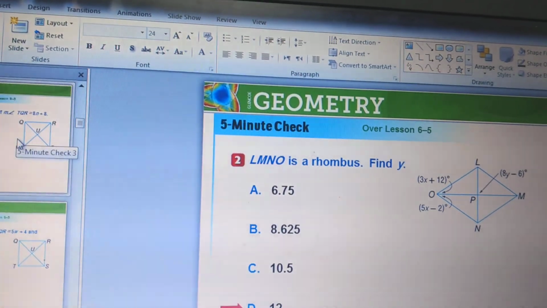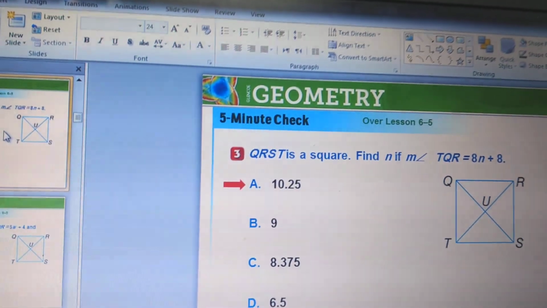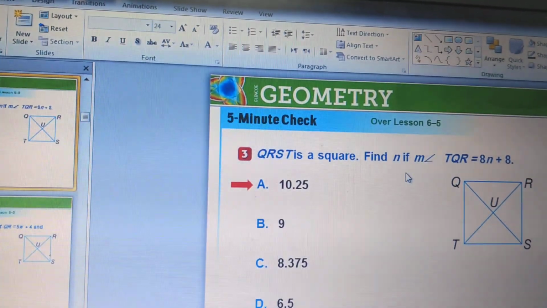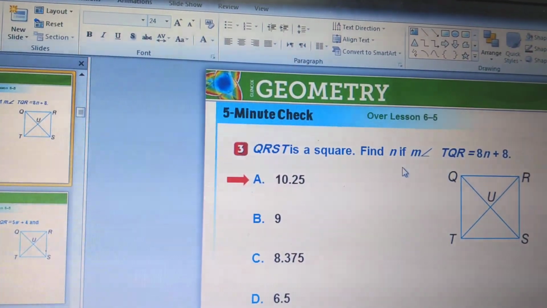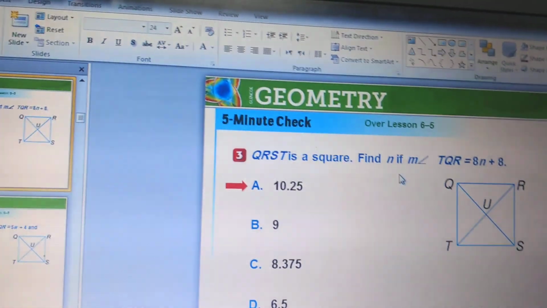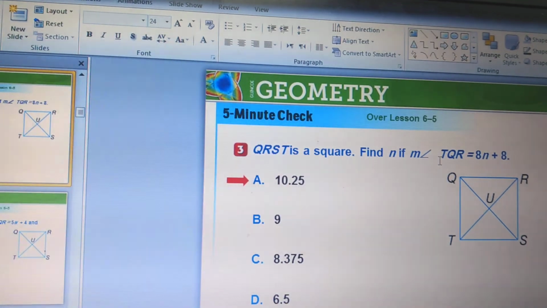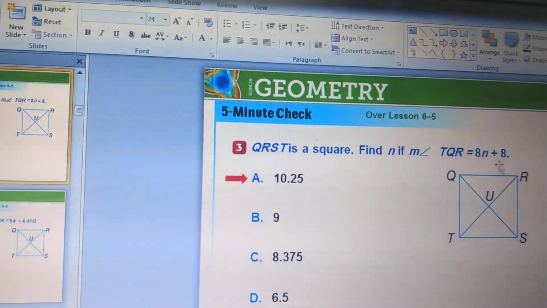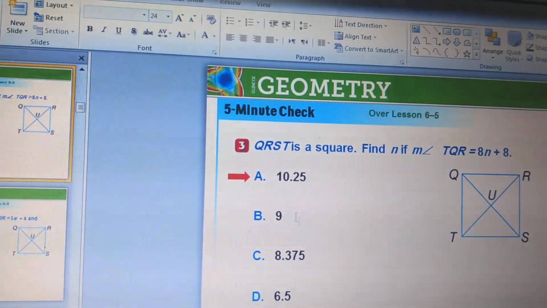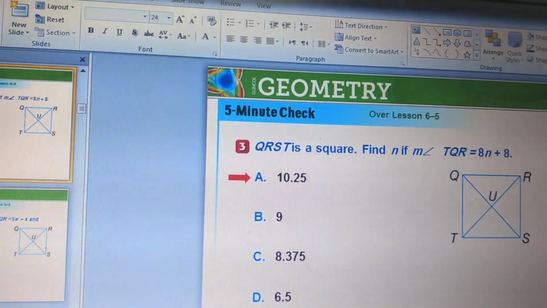Now we have an example about a square. QRST is a square. Find n if the measurement of angle TQR equals 8n plus 8. Of course, all the angles of a square are right angles. This means angle TQR equals 90 degrees. Then we write 8n plus 8 equals 90 degrees and you solve. You get n equals 10.25.